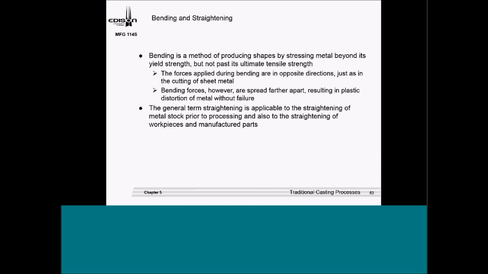Talking about bending and straightening, and again, bending is producing shapes by stressing metal beyond its yield strength but not past its ultimate tensile strength. We've talked already about this in our materials section, if you will. And then the forces applied during bending are in opposite directions, such as cutting of sheet metal and bending the forces.